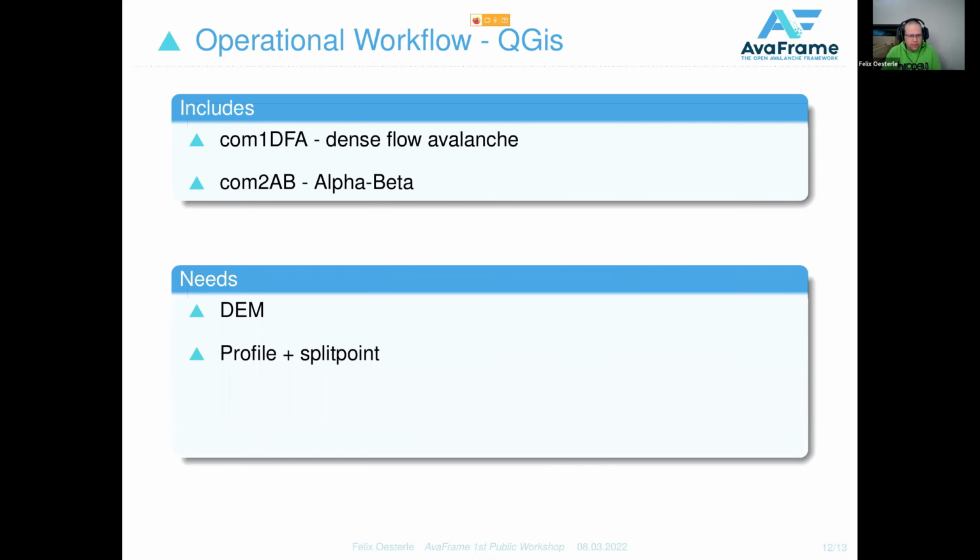What do we need? We need a DEM. As such, the com1DFA runs on a 5-meter grid, but you can provide any resolution, but it will be remeshed in both directions. So if you have a higher resolution or lower resolution, it will be remeshed to 5. Furthermore, you will also need a profile and a split point. I'll go into this when I show it to you.